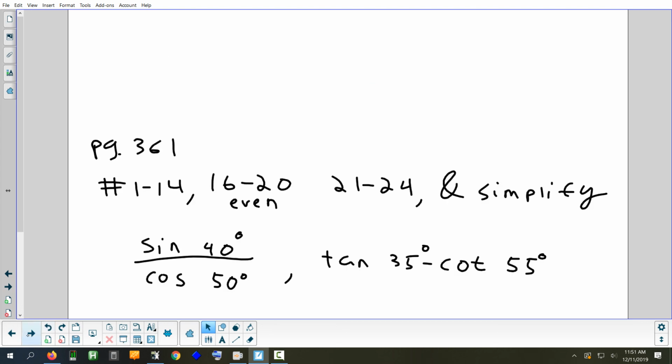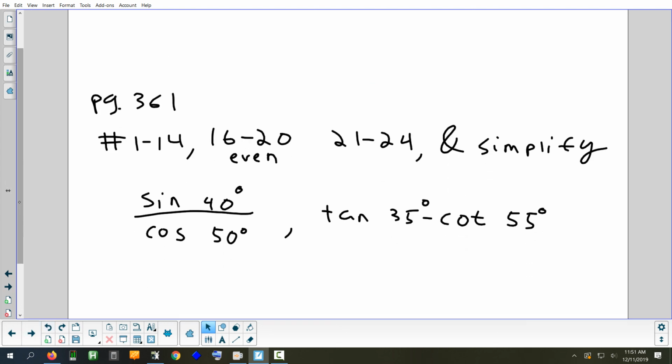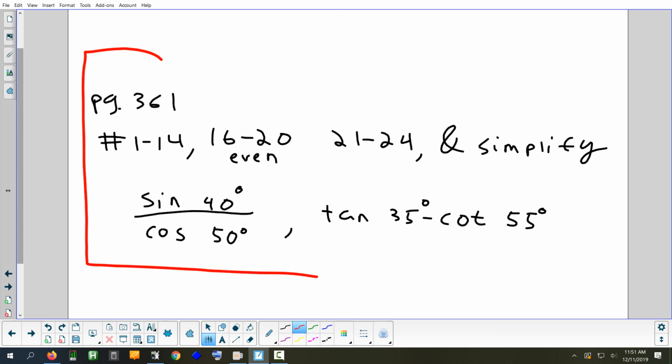All right. Okay, so homework, mostly in the book, 1 through 14, 16 to 20, 21 to 24. But I want you to simplify these last two problems, which, if you understand what I just did, they'll be very quick. That's the homework. Okay, so we'll take a look at that tomorrow, and then tomorrow we will finish up part 2 of that.